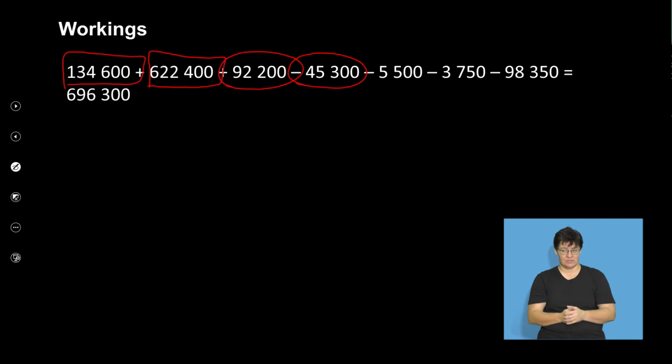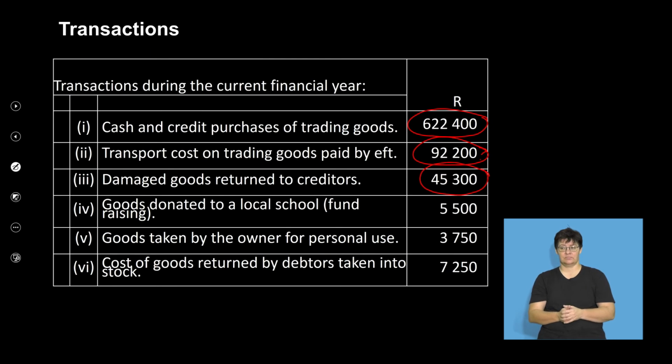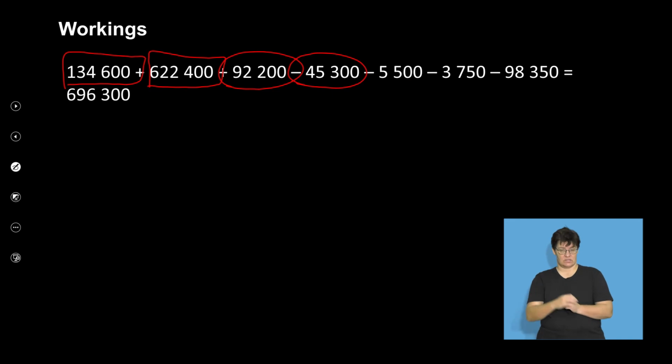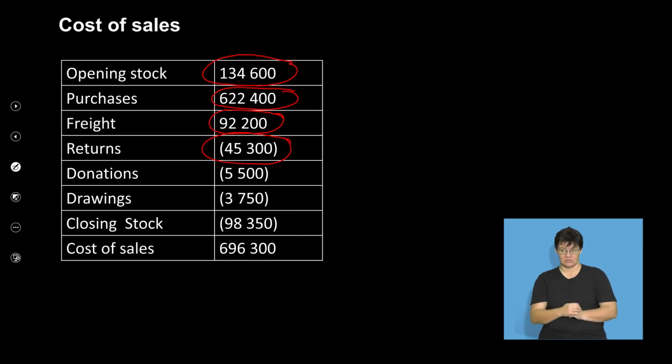Going back, the next item is goods donated to a local school for fundraising, 5,500. Watch here, minus the 5,500. Whereas in my table, again, donations are specified in brackets. Can you see? It's in a bracket, indicating that I am subtracting.